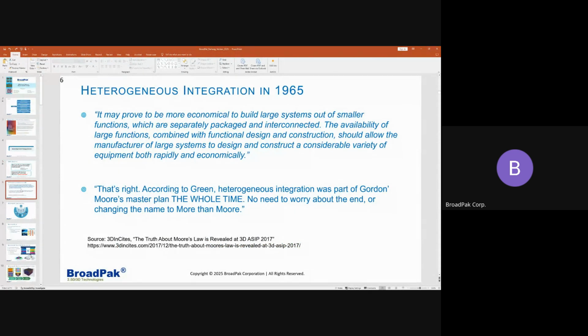Even back in 1965, in the paper on Moore's law by Dr. Moore, this is the direct quote: it may prove to be more economical to build a large system out of smaller functions, which are separately packaged and interconnected. That is what chiplets mean: building a smaller unit and then scaling it up. According to Dr. Green of DARPA, heterogeneous integration was part of Gordon Moore's master plan the whole time. No need to worry about the end, or changing the name to More Than Moore, right?